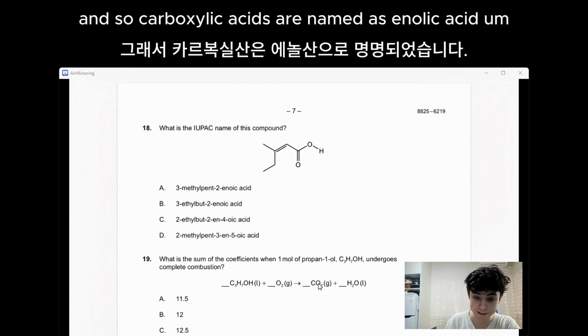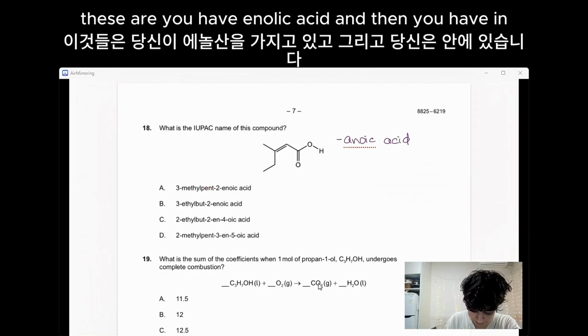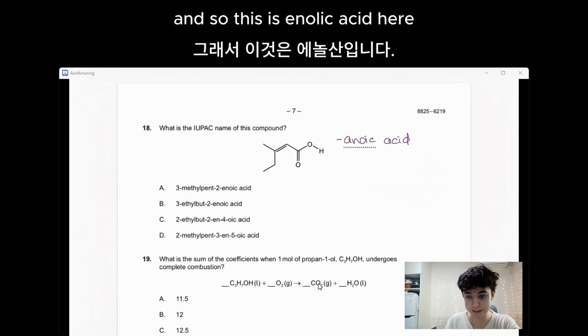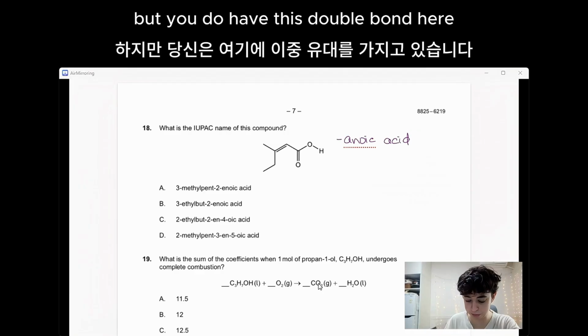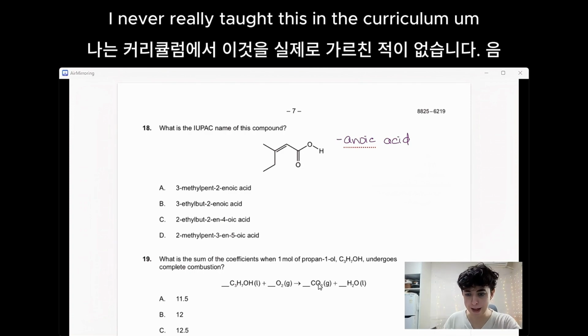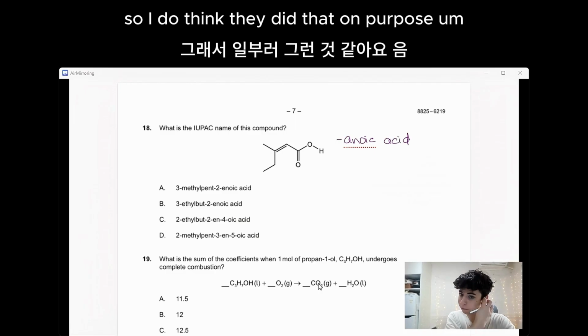And so carboxylic acids are named as -oic acid. And you might have forgotten that. Once again, just test prep. You have -oic acid here whenever it is an alkane, but you do have this double bond here, so it is going to be -enoic acid. And I'm going to be honest, I never really taught this in the curriculum. But once again, it's in all the answer choices, so I do think they did that on purpose.